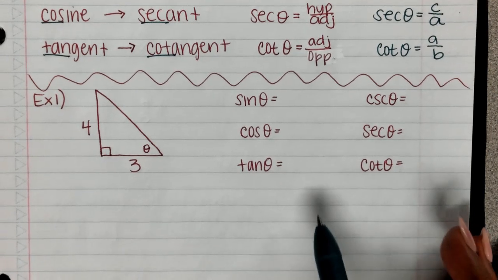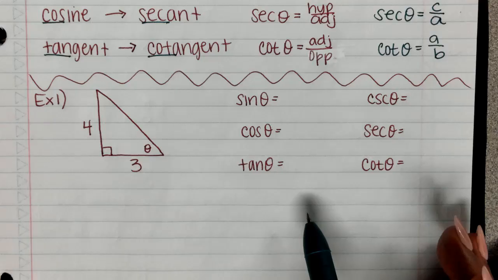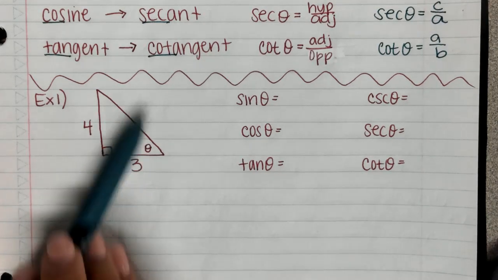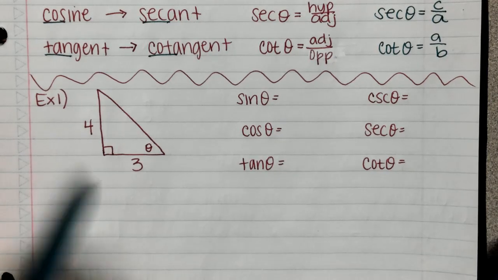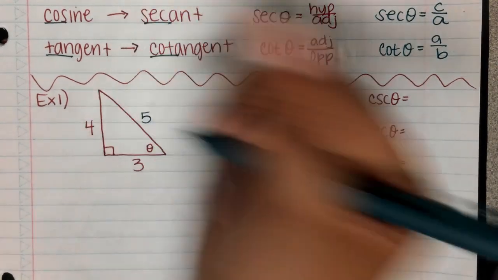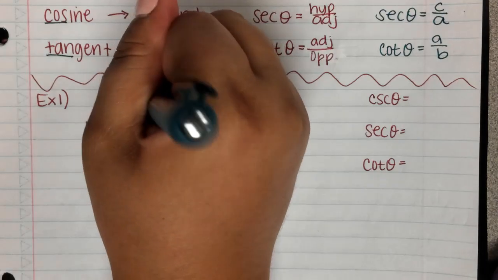It's a 3, 4, 5 triangle. Do y'all agree with that? If you didn't know how to find this third side, what could you do? You could do Pythagorean theorem. But I'm trying to be nice. We have 3, we have 4. My hypotenuse is 5. Cool.